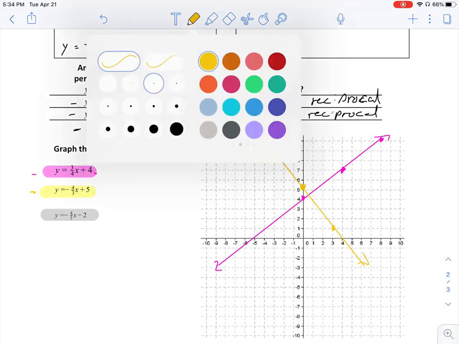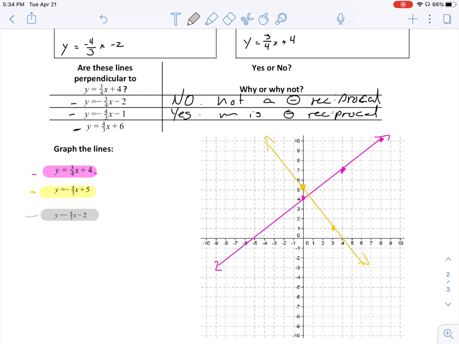The last one I have is right here, y equals negative 4 over 3x minus 2. So I know I'm starting at negative 2 along my y-axis. And then the slope is negative 4 over 3. 1, 2, 3, 4. 1, 2, 3. So then this line goes through these 3 points here.